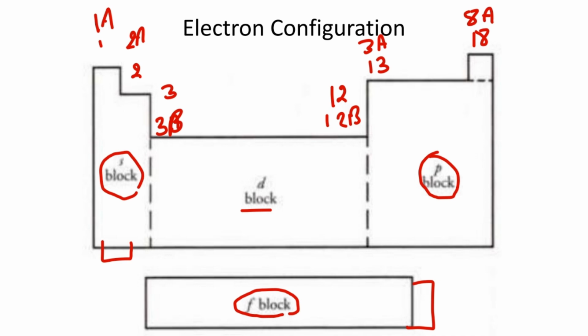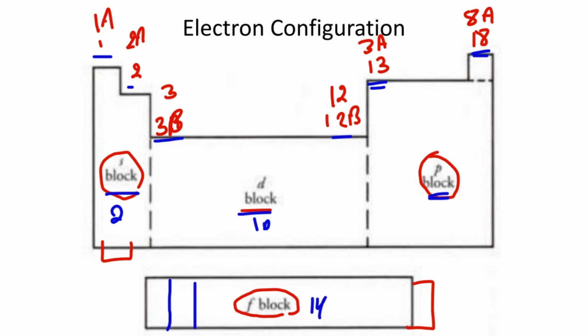As we mentioned previously, the S block can hold 2 electrons, therefore it has 2 groups. The D block can hold 10 electrons, therefore it has 10 groups from 3B to 12B. The P block can hold 6 electrons, therefore there are 6 groups from 13, or 3A, to 18, or 8A. And the F block has 14 groups, because it holds 14 electrons.